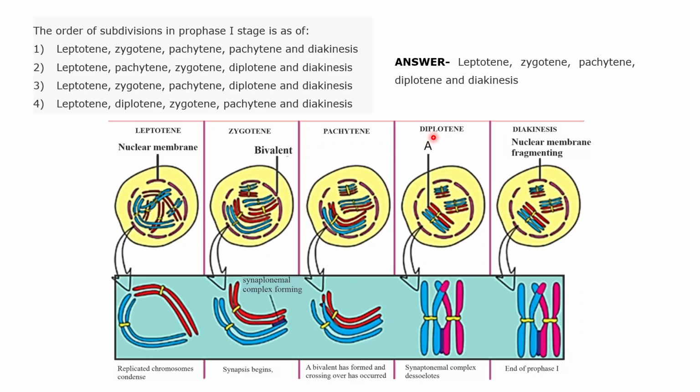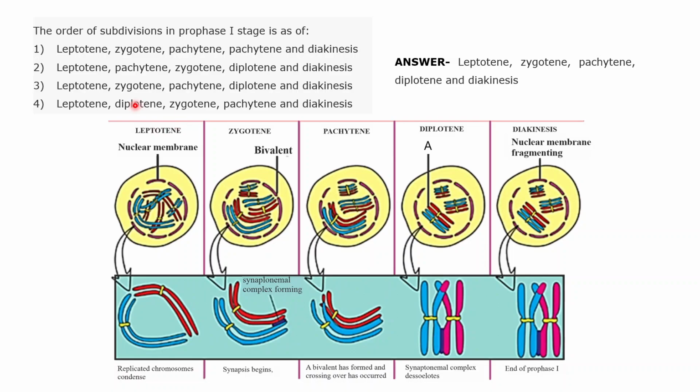So you can see that in the next stage, that is the diplotene stage, the chromosomes are separated from each other, and some portion of the red chromosome moves into the blue chromosome, and the blue chromosome moves into the red chromosome. Afterwards, once it has completed in the diplotene stage, the synaptonemal complex starts to dissolve. Then prophase 1 ends, and the nuclear membrane starts to fragment so that it can enter into metaphase 1 of meiosis 1, and then proceed into the subsequent stages.